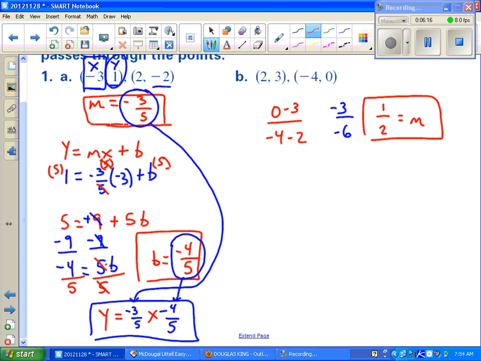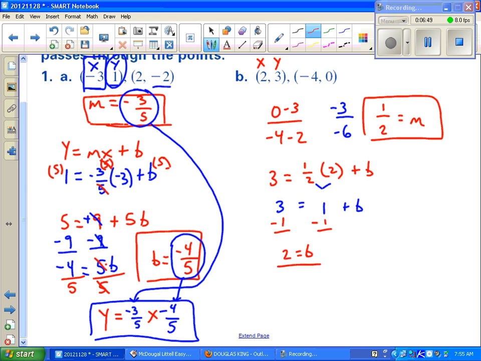Make sure you make a change. Now you have to pick one of your points to plug into the slope-intercept form. Again, it's easier to use the first point so you don't make a mistake. 3 equals, because y's value is 3, 1/2 times x value, which is 2, plus b. Put these together: 1/2 of 2 is 1 plus b. Then get rid of that positive 1 by subtracting 1. 3 minus 1 is 2, equals b.